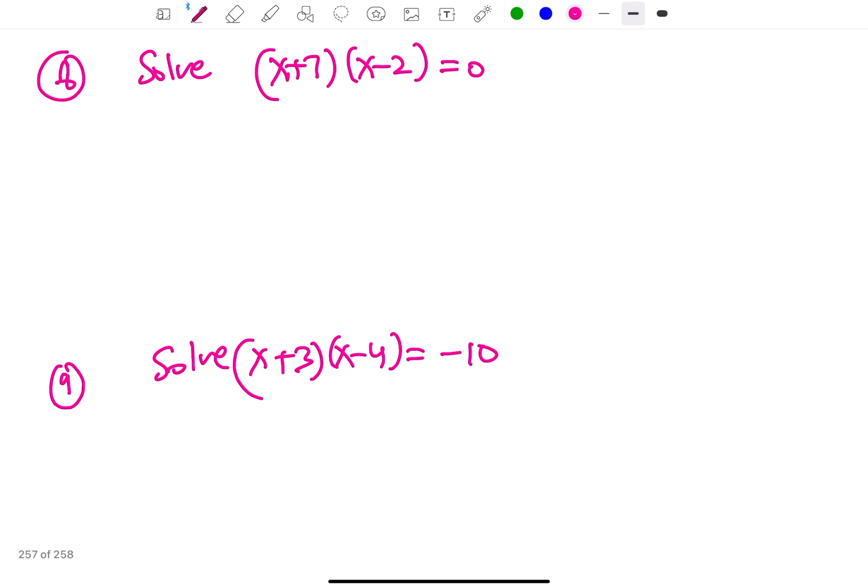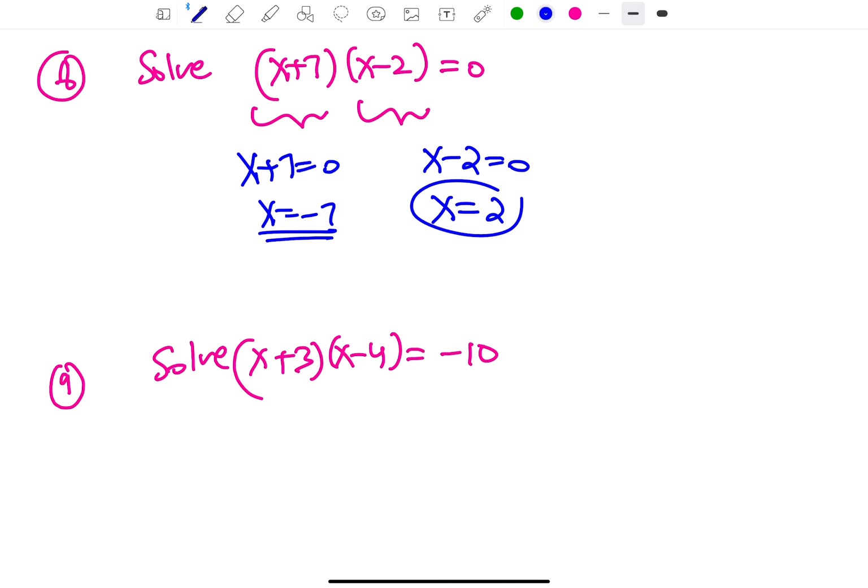Okay, next example, x plus 7 times x minus 2 equals 0. Already in factored form, and there's 0 on the right-hand side, so we can just use the zero product property, which says if the product of two terms is 0, one of them must be 0. So here are the two solutions, negative 7 and positive 2.